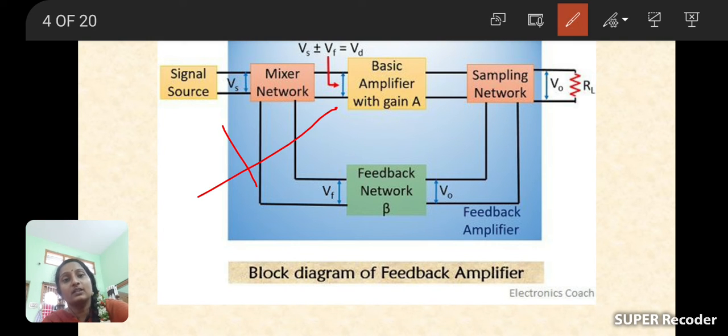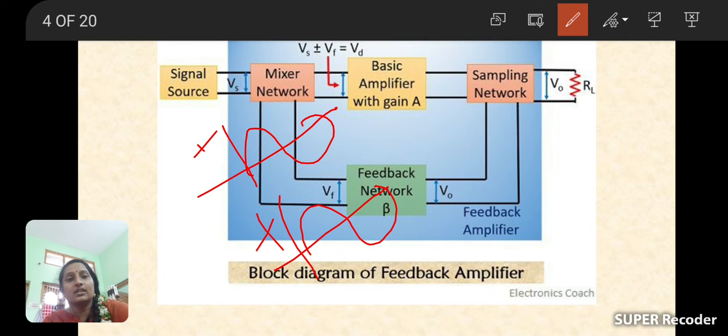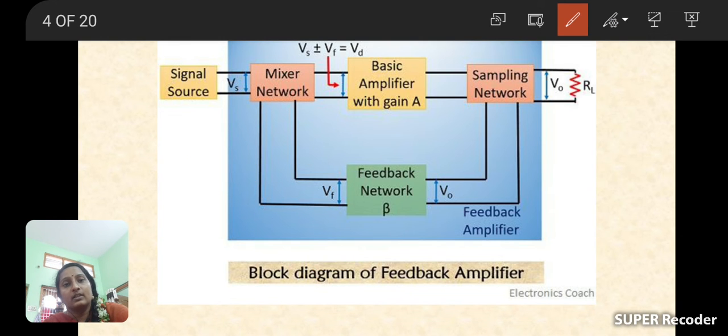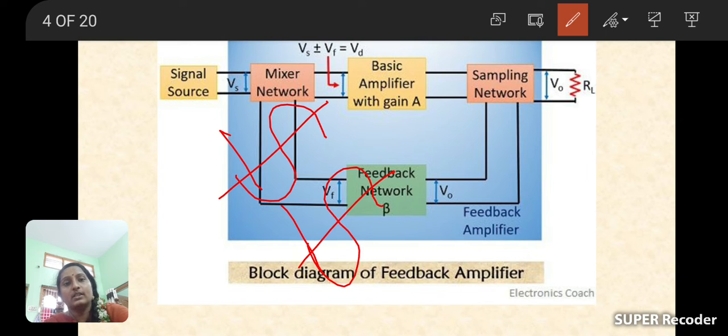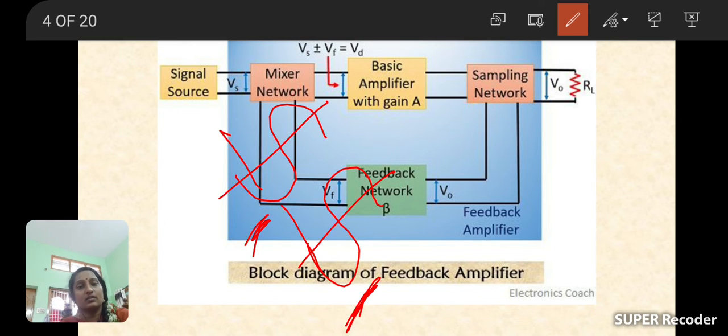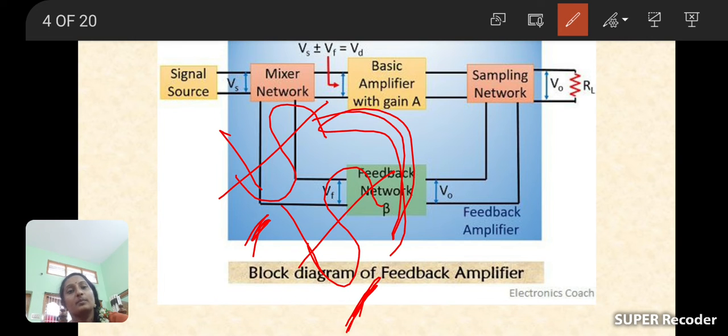If it is in phase, if the input signal is positive, it is also called positive feedback. Sometimes it may also be like this: the input starts with a negative-going signal and the feedback also starts with a negative-going signal. This form is also called positive feedback.